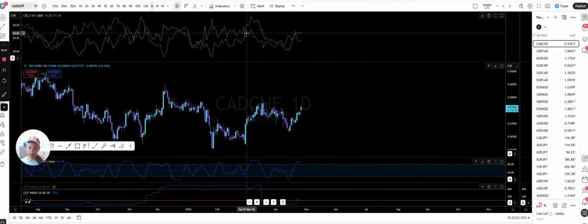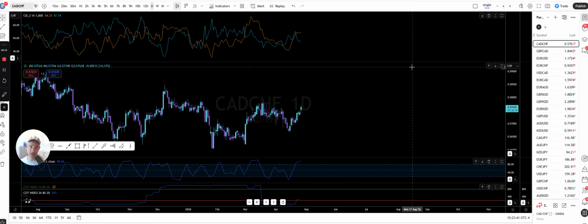Obviously, we had this original signal that started off this trend way back here on March 2nd. And then we had another buy signal here, where the orange line is the CAD, the Swiss is this blue line. You can see the crossover on a bullish candle. And that was my entry.